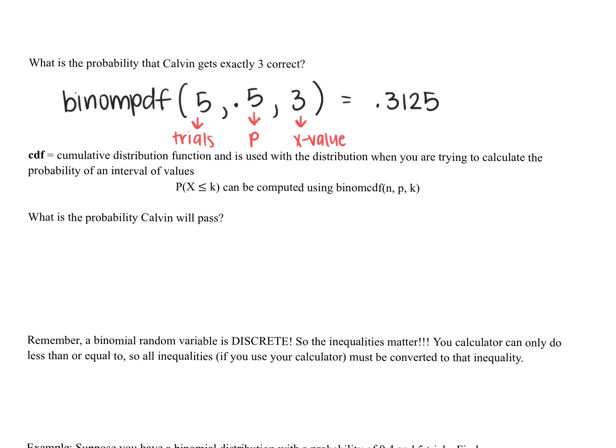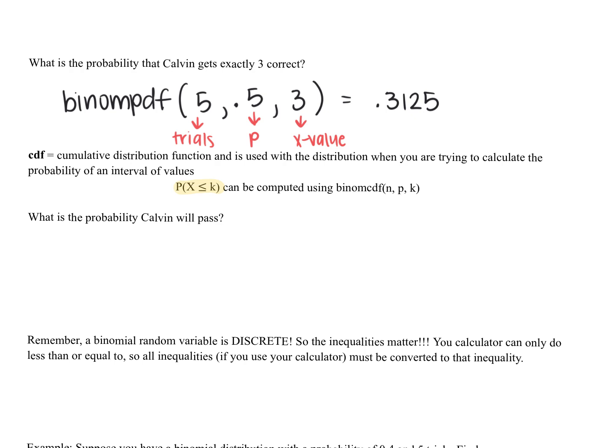Our second equation is the binomCDF, and that stands for cumulative distribution. And it's used when you're trying to calculate the probability of an interval of values. Now, very important thing here is that it is specifically when x is less than or equal to k. Unfortunately, it does not do greater than or equal to. It only does less than or equal to on the calculator.